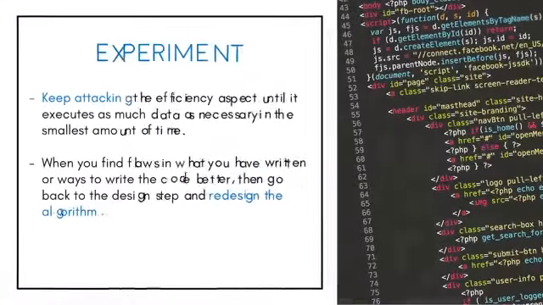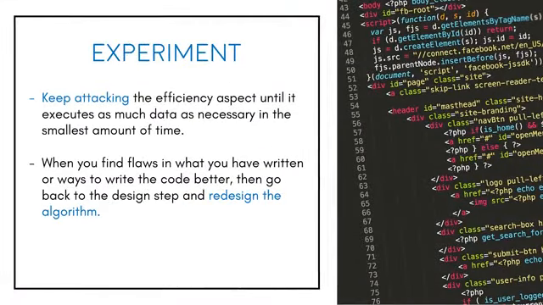Last stage is experiment. Once the algorithm is designed and coded, go back and experiment with different variables in the algorithm. Try and enter data that will make it fail, or try and rewrite the code to work it out most efficiently. Experimentation in algorithmic design is really just another step of the analyzing of the algorithm. Keep attacking the efficiency aspect until it executes as much data as necessary in the smallest amount of time.